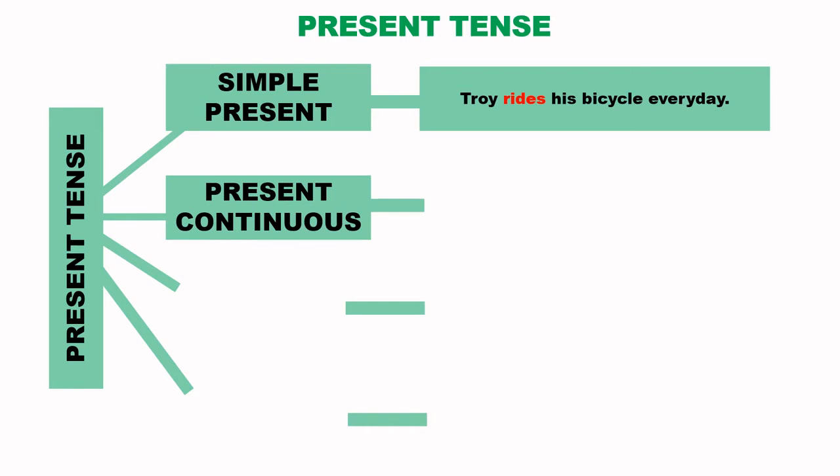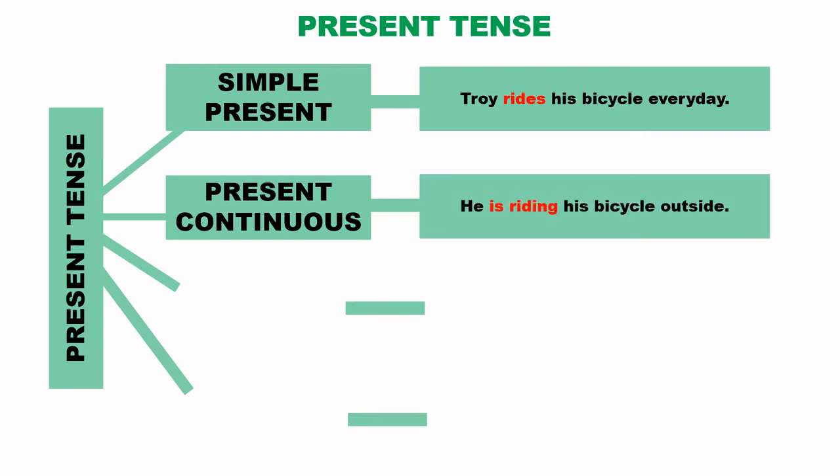Another form of present tense is present continuous. This describes an ongoing action that is taking place now in the present. And an example of a sentence is: He is riding his bicycle outside. So this action is taking place now and it is continuous.